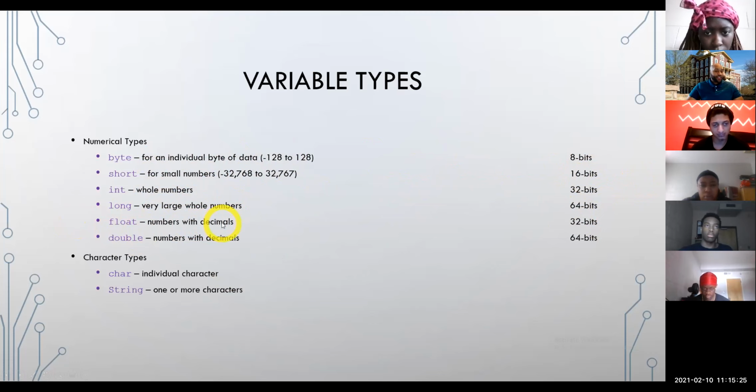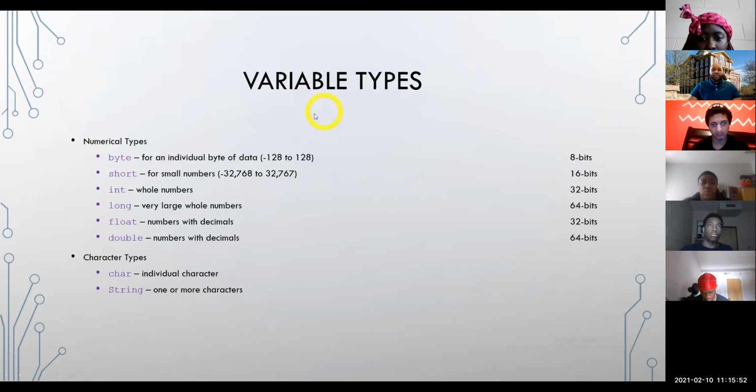A float is for decimal numbers, a double is for decimal numbers, a char is for one individual character, so like an A, a B, or a C, whatever. A string is for if you have one or more characters. So if you have a word, if you have a sentence, a paragraph, you know, a whole book, you can store it in a string. I don't know about a whole book, that's kind of big, but a paragraph you can store in a string.